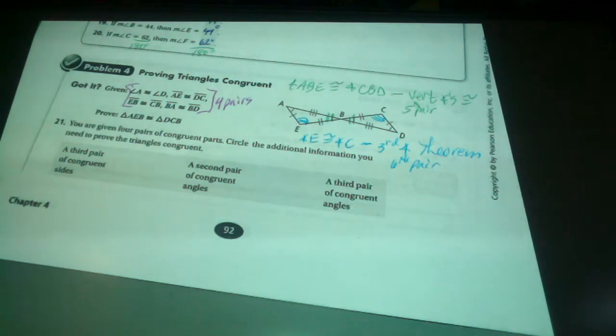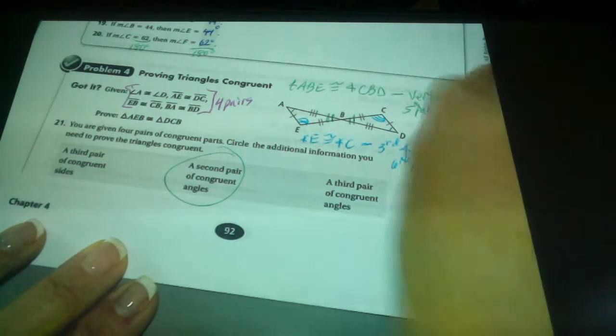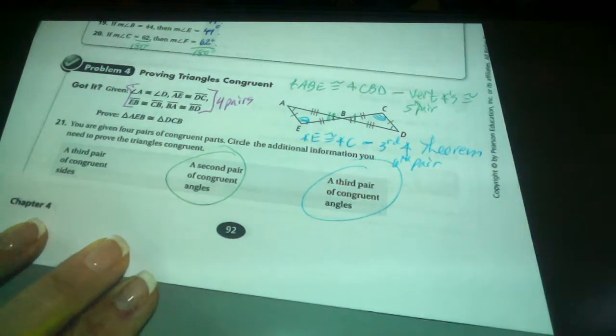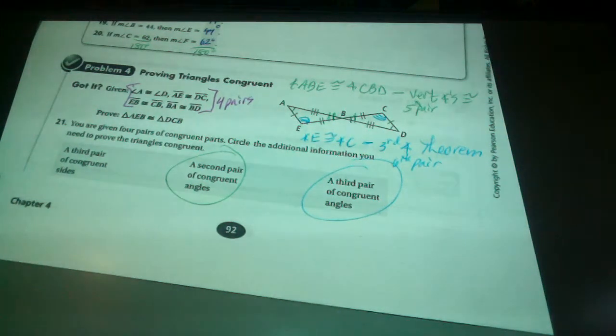So, you're given 4 parts of congruent parts. Circle the additional information you need to prove the triangles congruent. A third pair of congruent sides, is that what we needed? No, we did a second pair of congruent angles, and we did a third pair of congruent angles. So those are the 2 additional ones that we had to find.